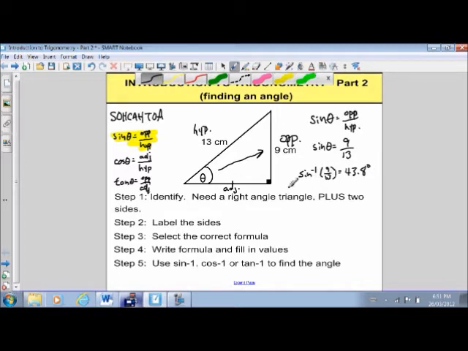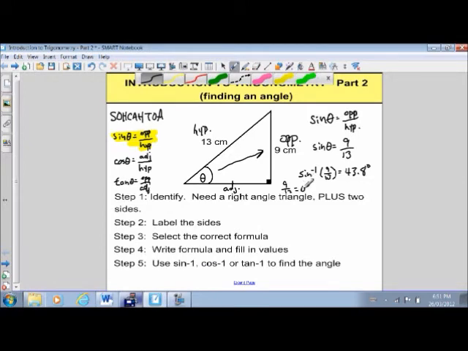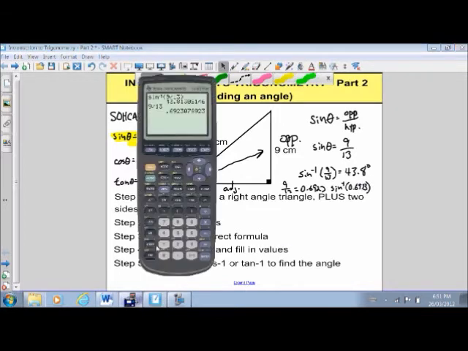Some people prefer to put 9 divided by 13 and to do that part first. So 9 divided by 13, so that's 0.6923 say. So 0.6923, and then you could do the sine -1 of 0.6923. And again, we're really doing the same thing here, but I'm just kind of doing it in 2 steps.